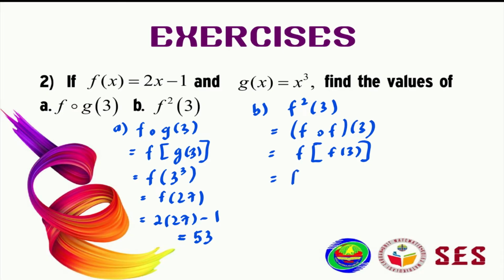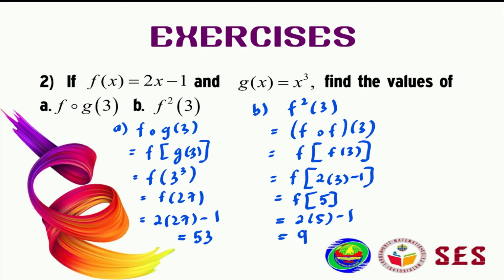So we'll have f composed with 2 times 3 minus 1, which in this case is f of 6 minus 1, which equals 5 here. And we have f(5) only. So we need to substitute 5 into the function f. So we will get 2 times 5 minus 1, which equals 9.